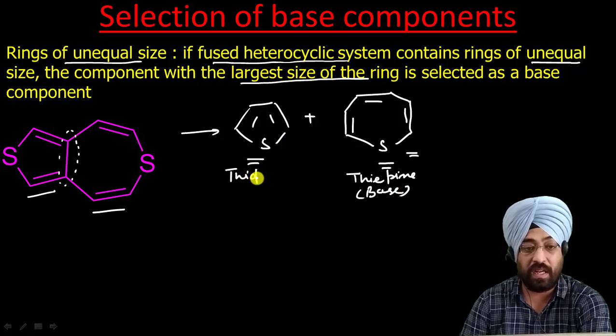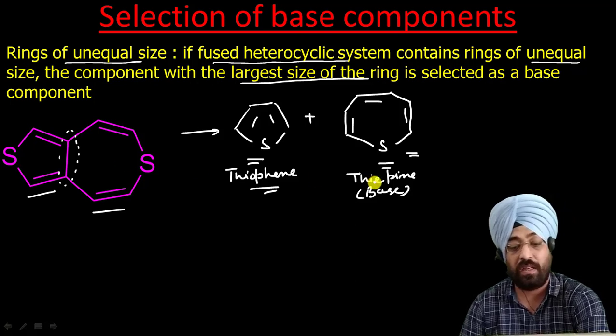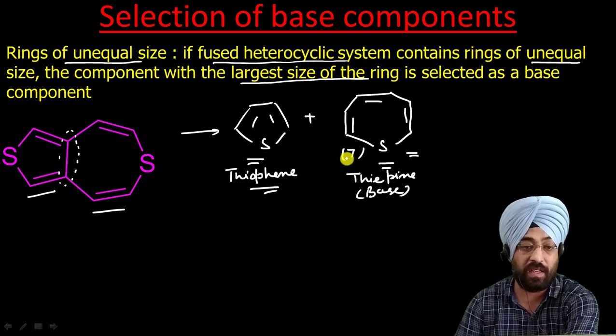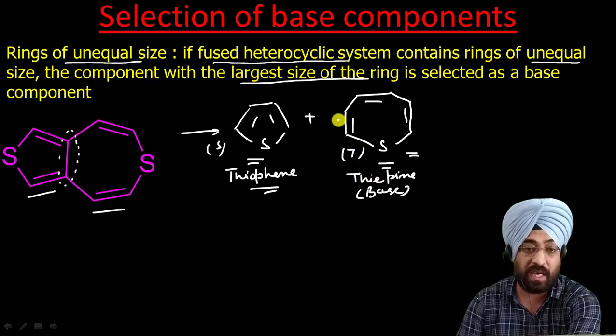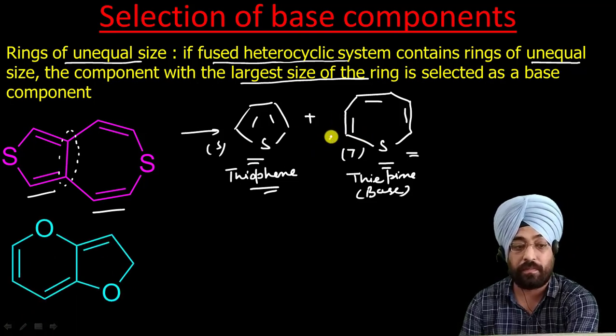Thiophene, this is the attached component. So this rule says that if both the heteroatoms are the same, then we have to choose the component which is larger in ring size as the base component. Now this was a 7-membered ring and it was a 5-membered ring, it is a larger size ring than this, so this is our base component.